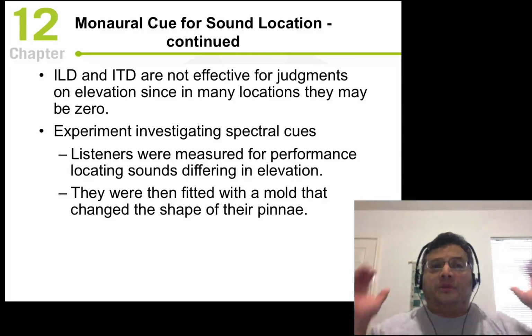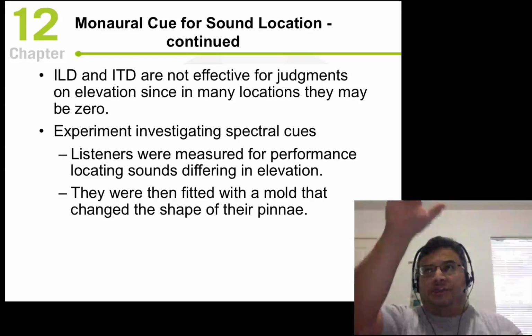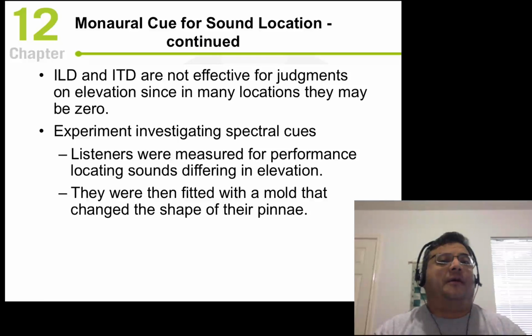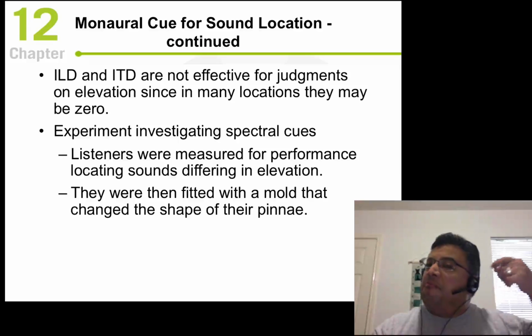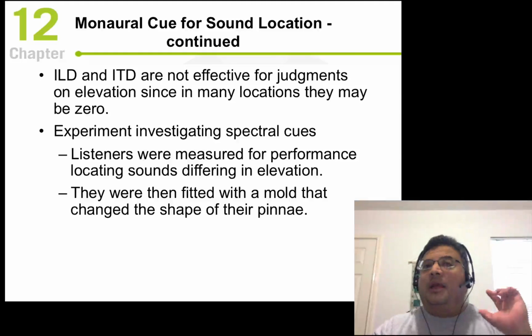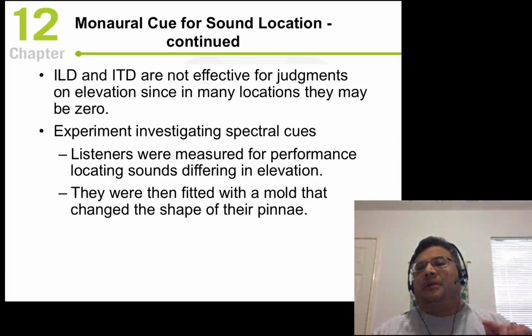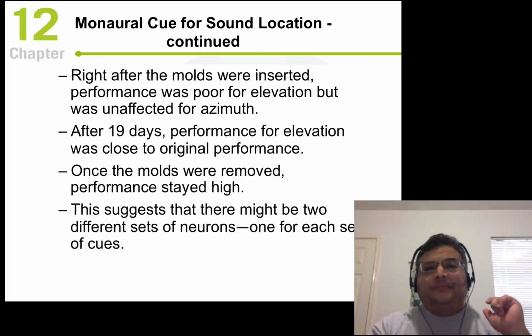Now, we cannot use our binaural cues, our ILD and our ITD, to judge elevation. It's not very good for that at all. And the way we know this is by doing studies where we put a mold, a little object, inside of people's ears that changes the shape of the pinna. And when we change the shape of the pinna, we change the way the sound bounces around in the pinna and then goes into the ear. And we're able to alter the perception of elevation based on how we change the shape of the pinna.